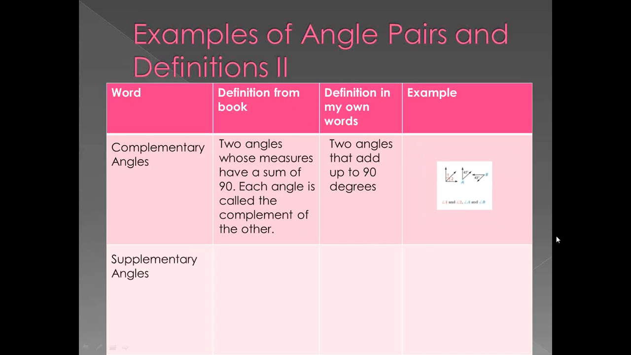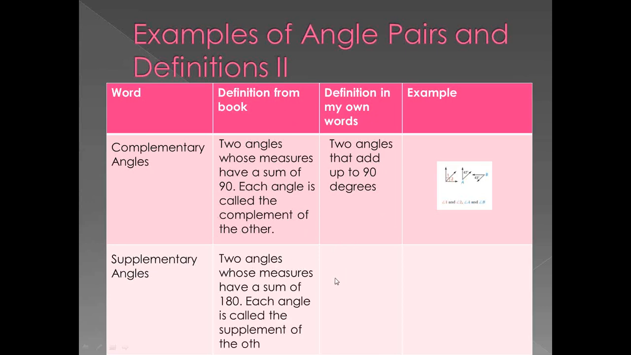Next, we have supplementary angles. I'm going to talk a bit slower to try and help those of you who are having trouble hearing. This I got directly from the book: just two angles whose measures have a sum of 180. Each angle is called the supplement of the other. This is it in my own words. Put it in your own words.